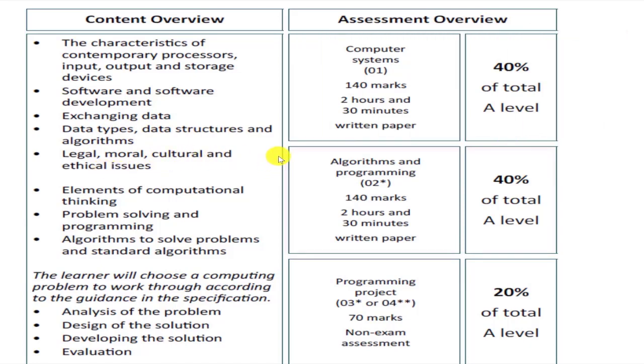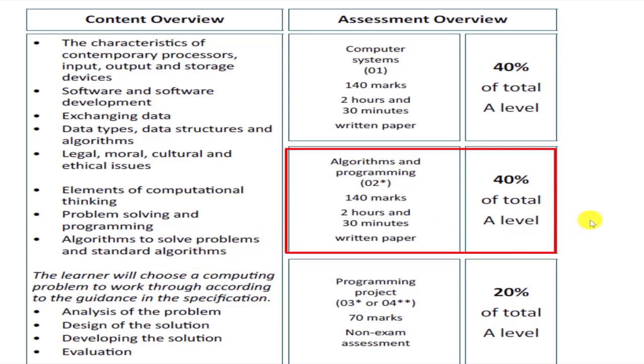Then we have component 2, which is called Algorithms and Programming. That too is 40% of the total A-level and also assessed by a written paper at the end of Year 13. And this covers computational thinking, abstraction, decomposition, problem solving and programming, and writing algorithms to solve problems, as well as standard algorithms.